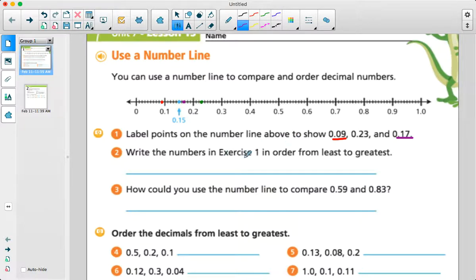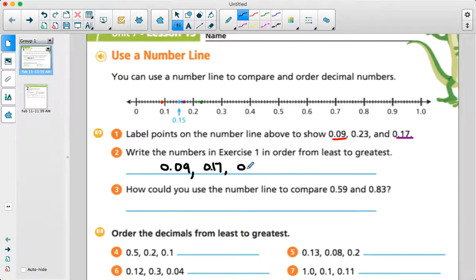So I've labeled my points, and then it says write the numbers in exercise 1 in order from least to greatest. Well, I know that this side is the smallest and this side is the largest of my number line. So my smallest number was the 9 hundredths, 0.09. And then my next smallest number was my purple one, which was 17 hundredths. And then my largest of my decimals was my 23 hundredths right here.